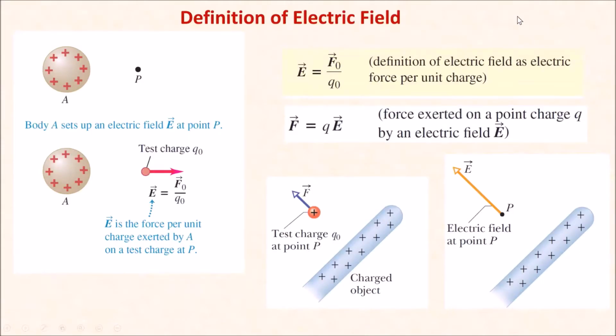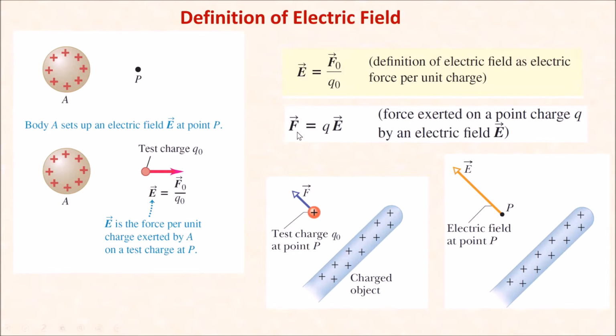Here's what we have talked about so far. We talked about the definition of electric field. We said that the electric field is defined by the force acting on a test charge divided by the magnitude of the test charge, which is positive. So the electric field is in the direction of the force on the test charge.